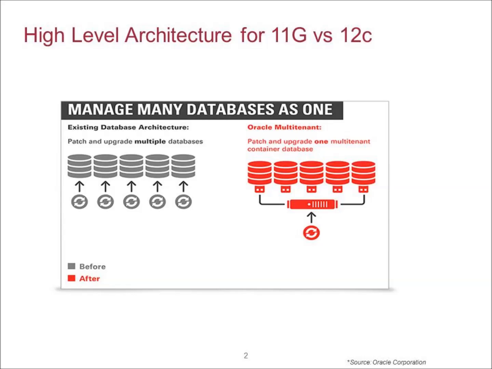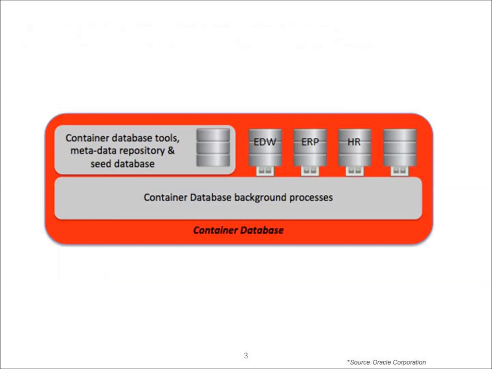the right side, the concept for Oracle multi-tenant architecture is that you have one container database, and within that one container database you can create multiple pluggable databases. So in essence, you will have only one set of background processes and one memory structure, which is the SGA, for all of the databases. That's the main difference between the Oracle 11g architecture and the 12c multi-tenant architecture.